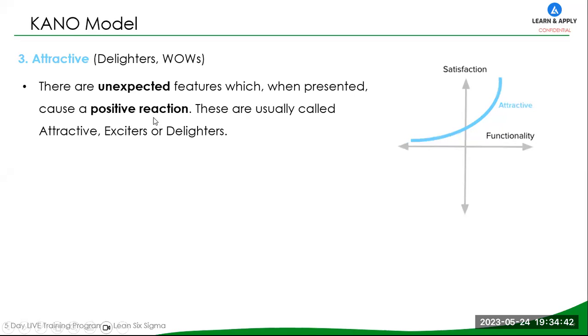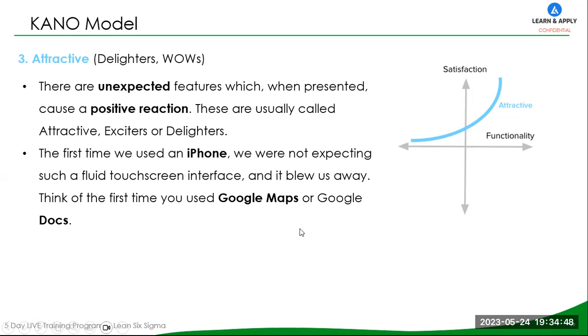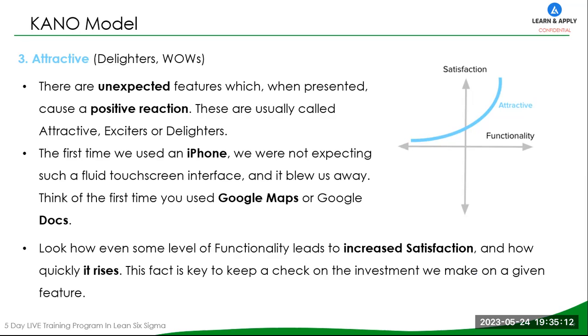When presented, they cause a positive reaction. These are also called attractive, exciters, or delighters. For example, when we use Google Maps for the first time, or the iPhone or iPad for the first time, the fluid touchscreen interface gives us a feeling of, wow, right? The first time we use Google Maps or Google Docs, we feel, wow, how is it working? So we are delighted. We are getting more delighted because of these features. These are called attractive.